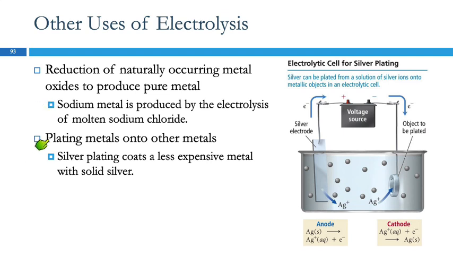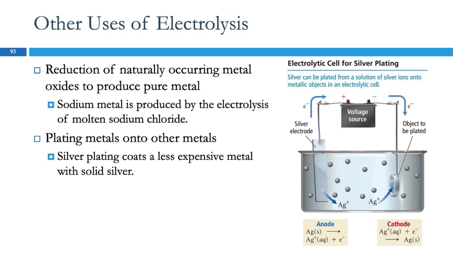We can also use this to put metals onto other metals. It's called plating, electroplating. So you can put silver plating on a less expensive metal and have things that look like they're solid silver. So long, long time ago, people used to have silverware, and it was actually made of silver. It was solid silver. Very expensive, very valuable. People would steal spoons, right?